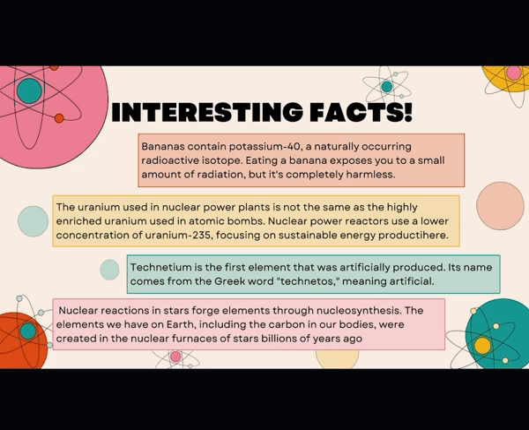Technetium is the first element that was artificially produced, and its name comes from the Greek word technetos, meaning artificial. And lastly, nuclear reactions in stars forge elements through nucleosynthesis. So basically, the elements that we have on Earth, including the carbon that's in our bodies, were created in the nuclear furnaces of stars billions of years ago, which I think is pretty cool.